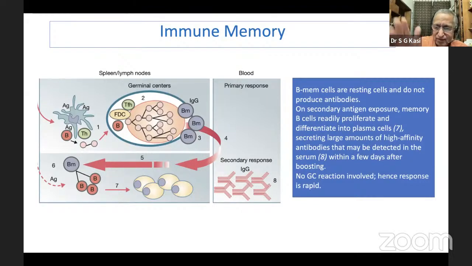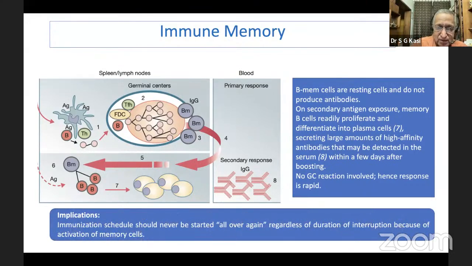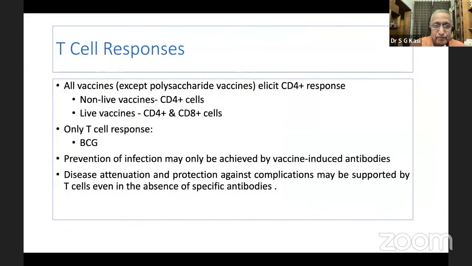In 3 to 7 days, you have very high responses following a booster dose. The other implication is these memory cells are really memory cells. They do not forget the encounter with the antigen, which may have occurred a few years ago or a few decades ago. So the implication is, when you catch up on an incomplete schedule, you never have to restart the schedule again. You just continue the schedule and complete it.